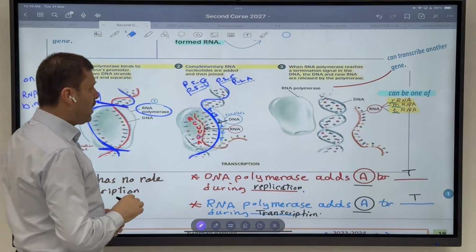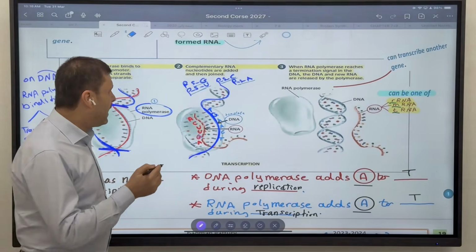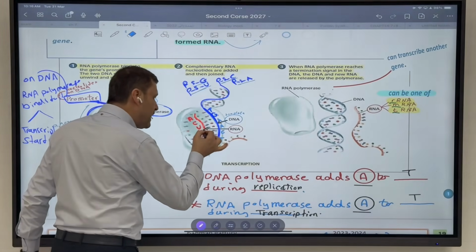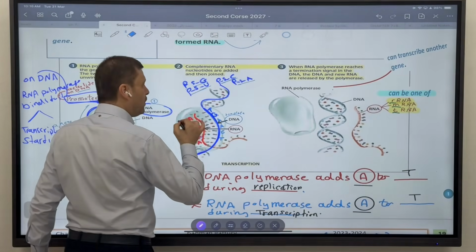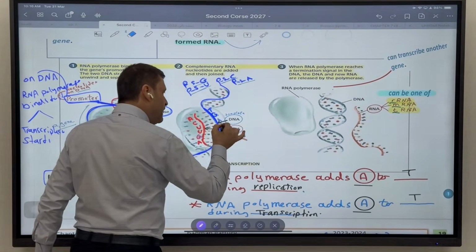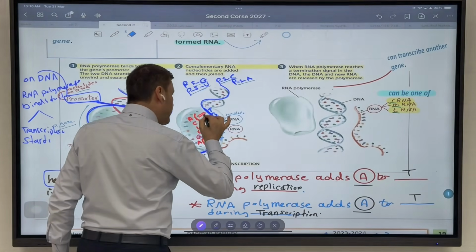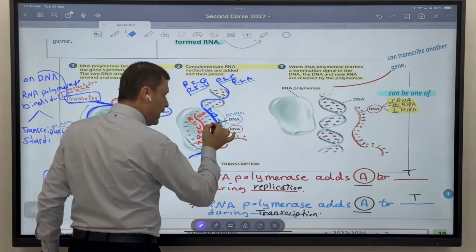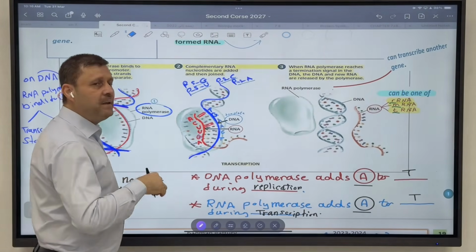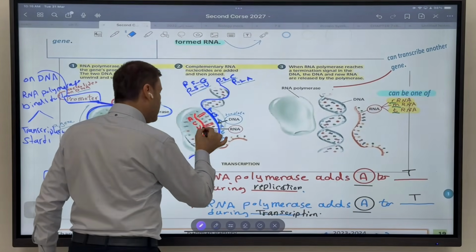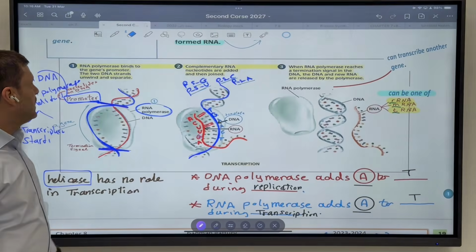But be careful. We have a question: which of the following determines the sequence of nitrogenous bases, you can say nucleotides, in the mRNA or in the RNA? Of course, it is complementary base pairing. It means that T only pairs with A, and also A with U, and C with G. So complementary base pairing determines the sequence of nitrogenous bases and the sequence of the nucleotides in the mRNA.